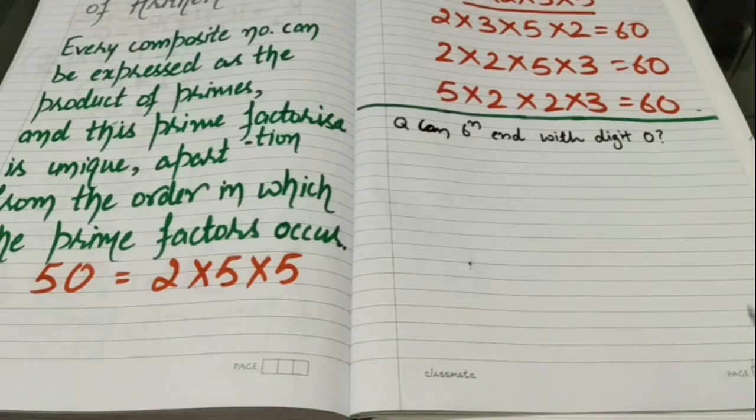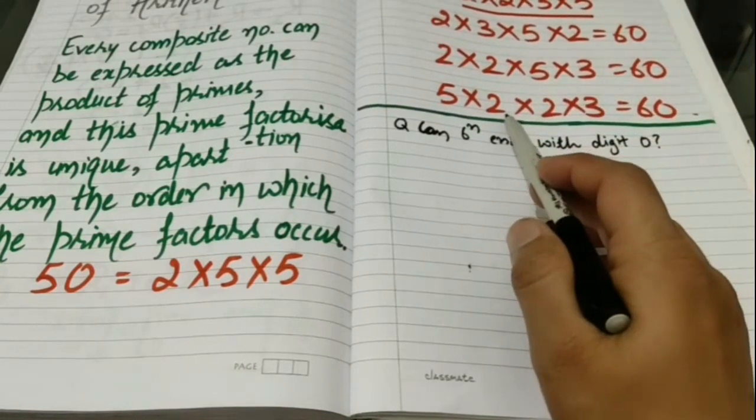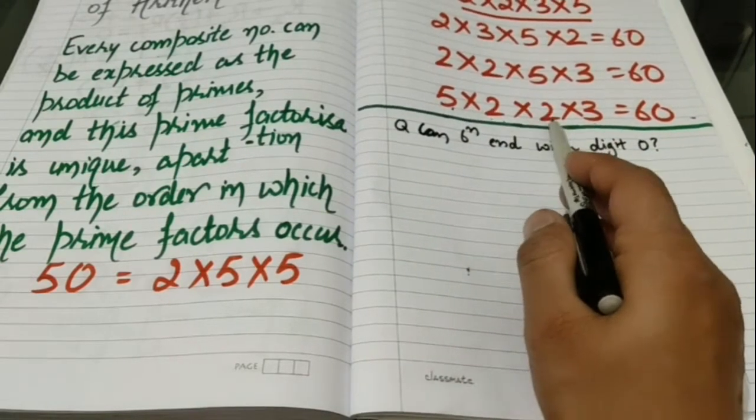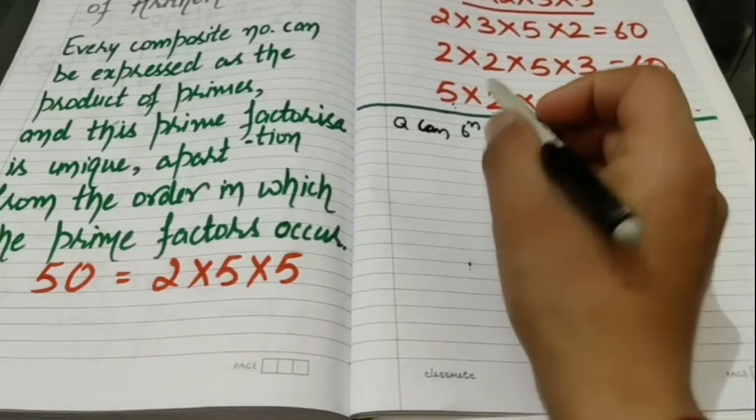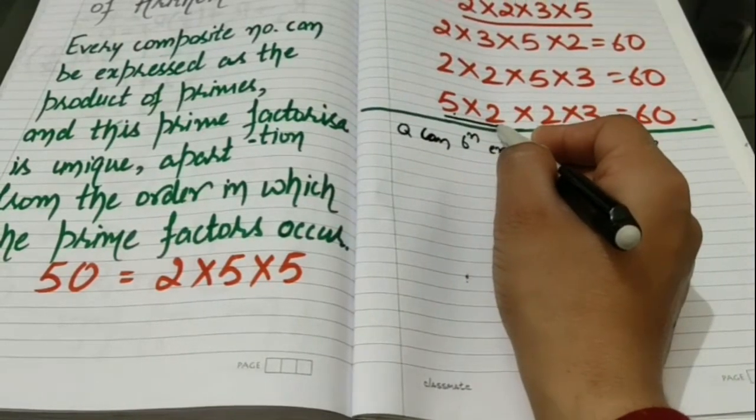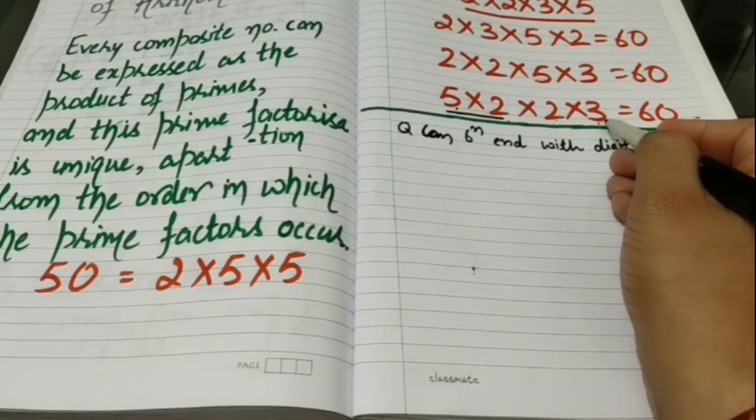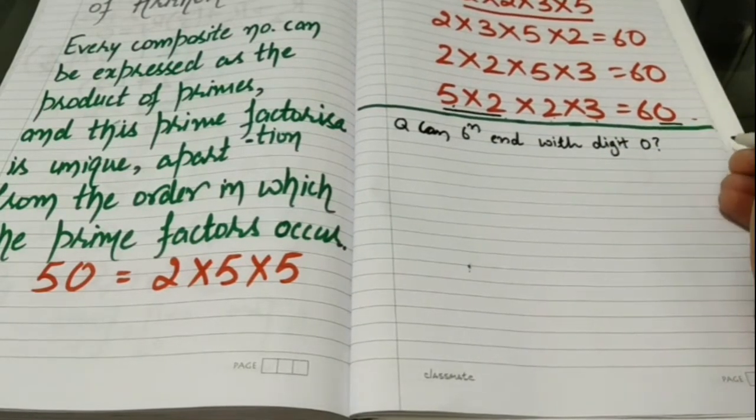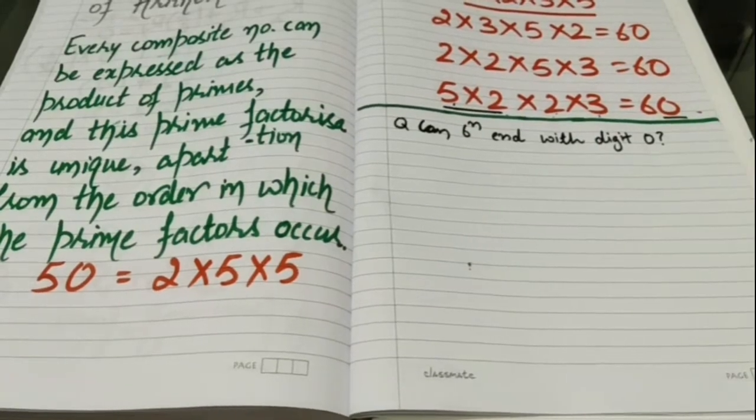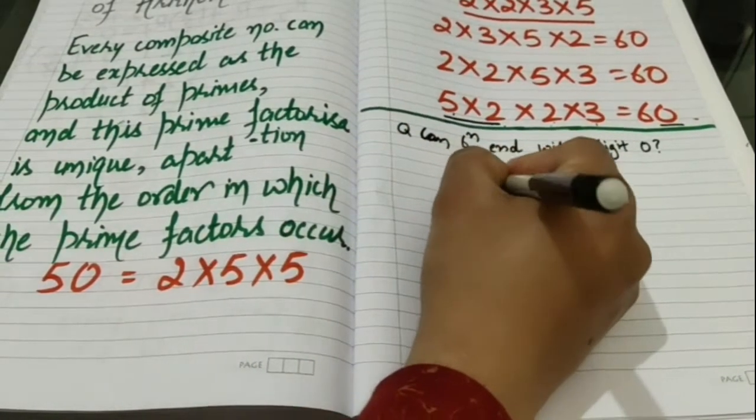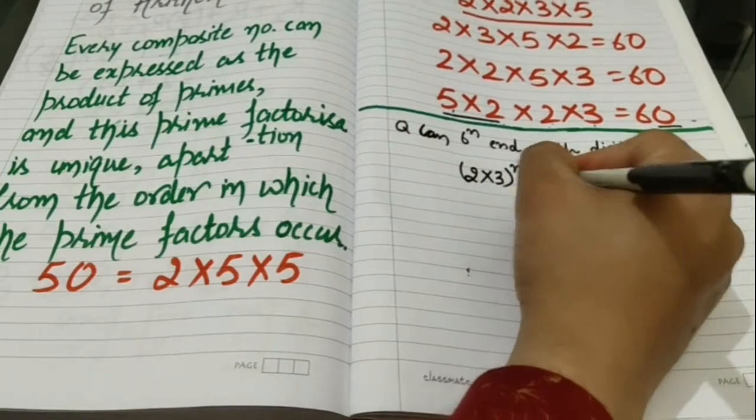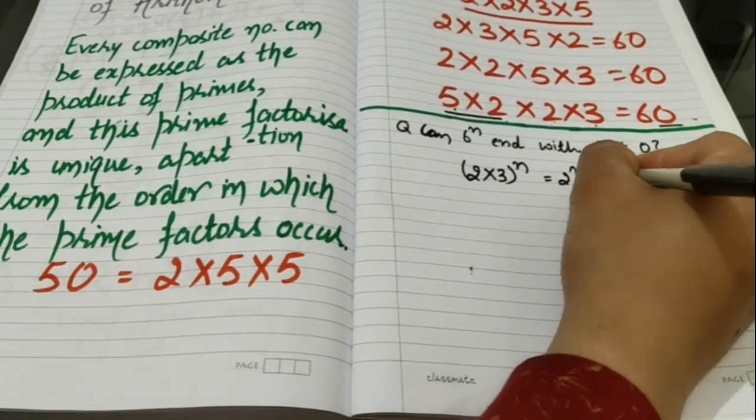As you can see here, the prime factorization of 60 is 2, 2, 3 and 5. It contains both 5 and 2, and other than 5 and 2 it contains 3 as well, but we are not bothered with other factors. We are just concerned with 2 and 5. If 2 and 5 are present, then the number can end with the digit 0, otherwise it can never end with the digit 0. We can write 6 as 2 into 3. The whole power n will remain as it is. It can further be written as 2 power n into 3 power n.